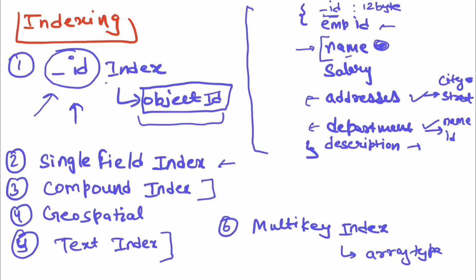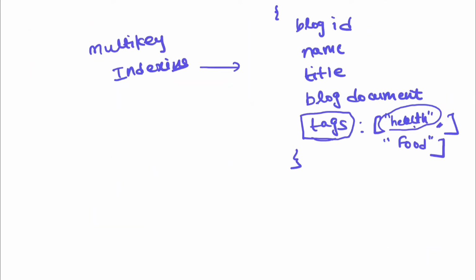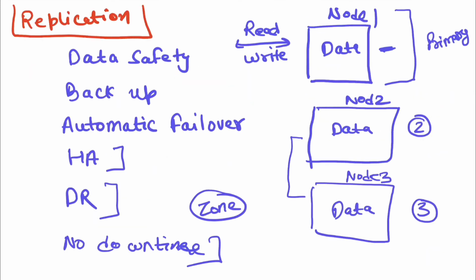Then we talked about different indexes, let's say the default object ID, single field index, multiple field index, array based index, text based index, geolocation based index. All of those indexes are supported within MongoDB. Then we talked about replication, which is to make sure that your data is safe. You can enable replicas of your data, of your MongoDB nodes.